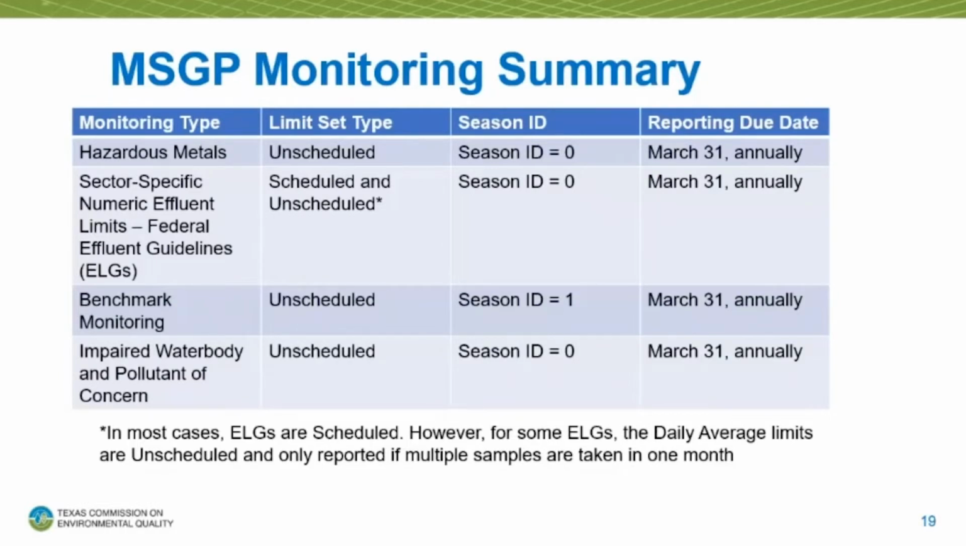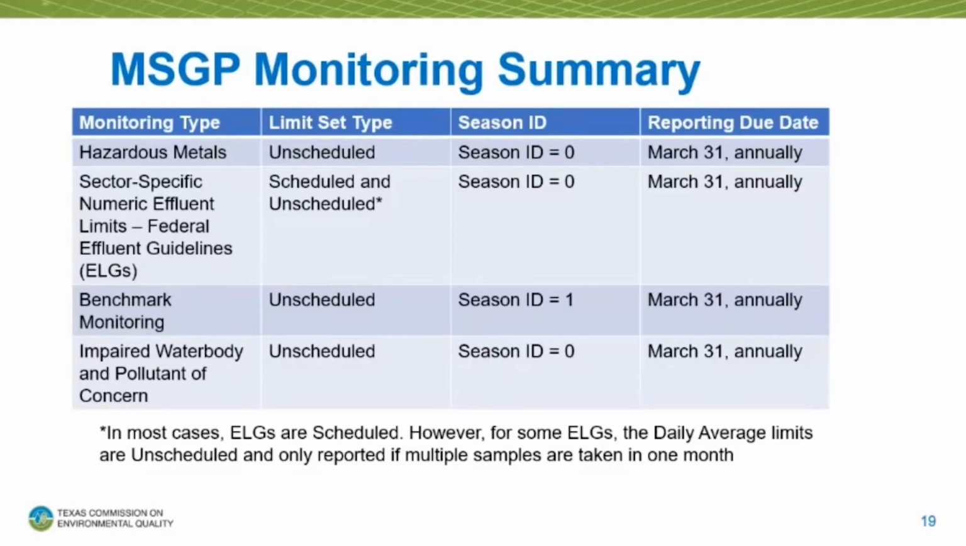There are a few cases where, if you take multiple samples in 1 month, you have to tell us about the daily average, but you only have to do that if you take more samples. So in those cases, that might appear as unscheduled because we don't know if you're going to take more samples, right? You can only tell us about it when that actually happens. That's why those are going to show up in the unscheduled limit set. And those also will have a season ID of 0.